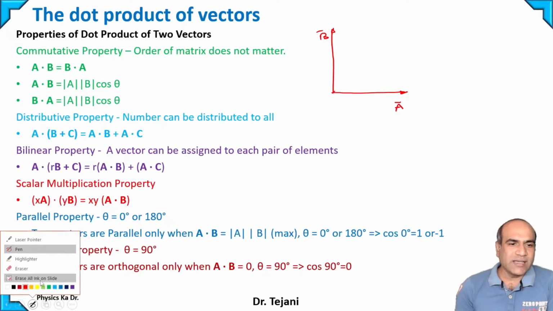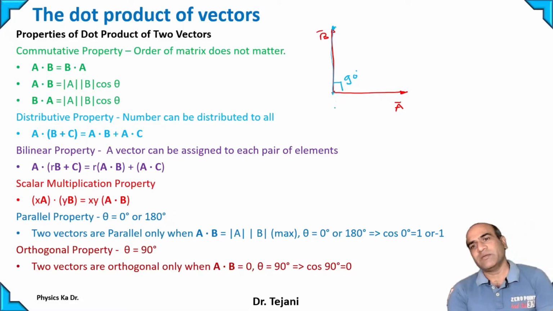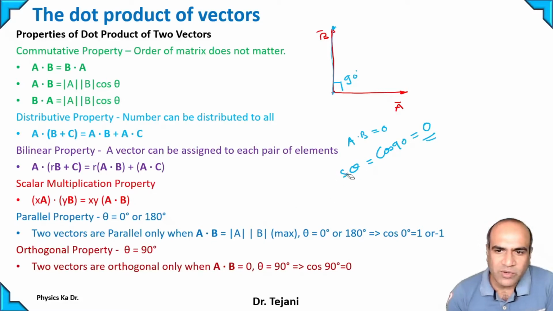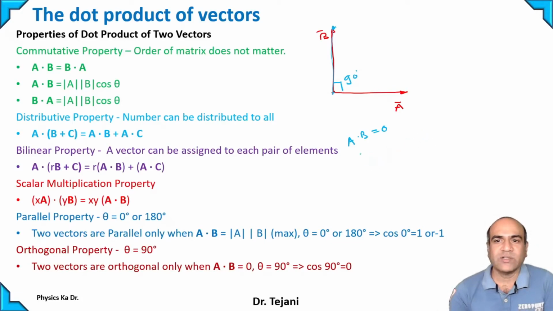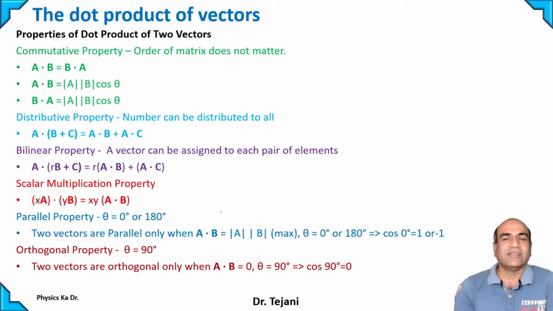Now in this case, what is the angle? The angle becomes 90 degrees, and therefore the projection of B, if we consider it, is 0. Therefore A dot B is 0. Or ultimately you can see cos theta becomes cos 90, and cos 90 is equal to 0. Right. So this orthogonal property is more important. You may have a few questions on that, and we know A dot B is equal to 0. So that we need to understand in detail.